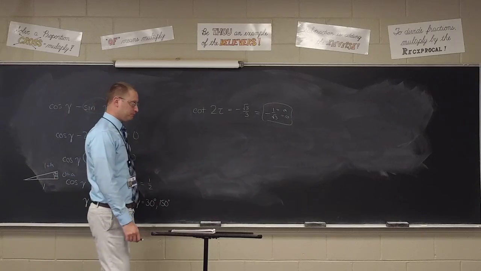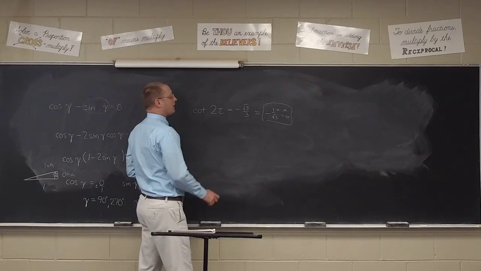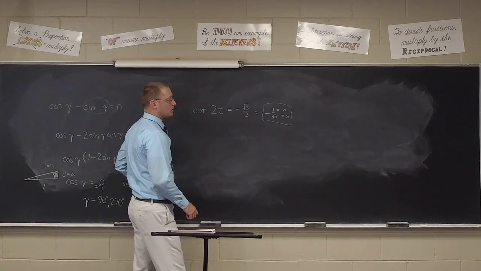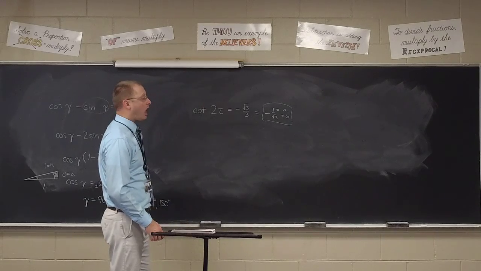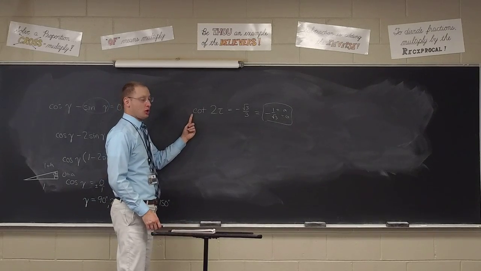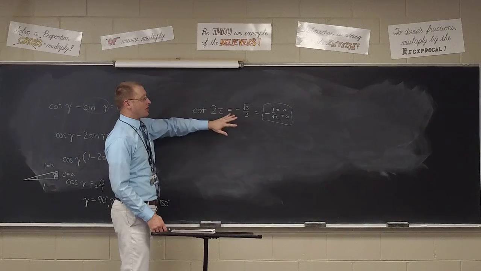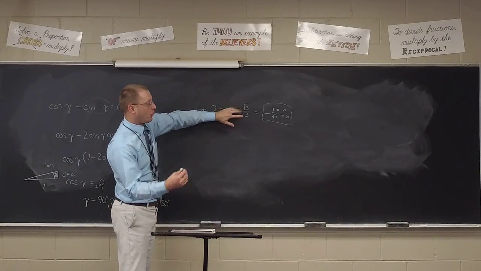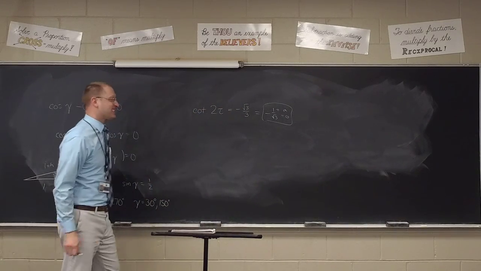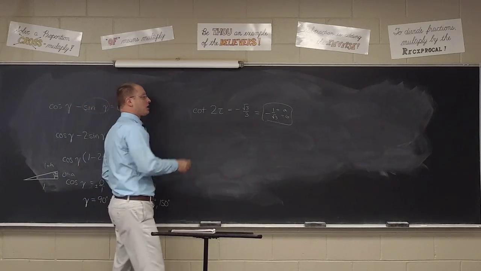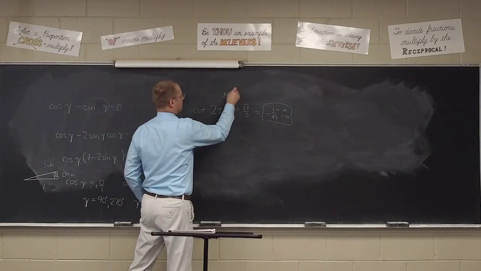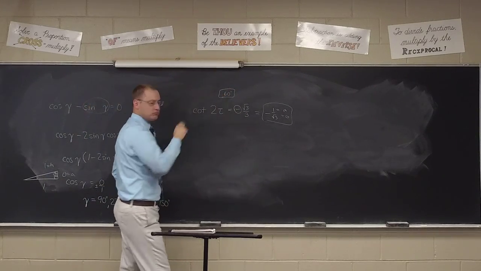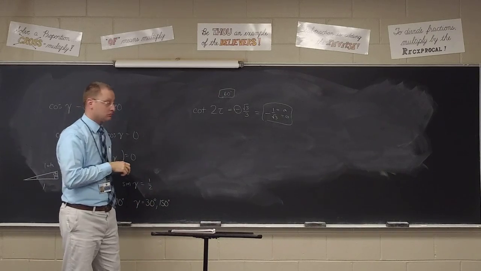60 degrees. Well, because I typed it in my calculator as negative square root of 3 over 3 and took the arc tangent. But we need our cotangent. So what you would have had to do is type it in the calculator, take the reciprocal, then take the arc tangent. That's why you got the 30. So you should have had 60 for the reference angle. And it's negative though, so quadrants 2 and 4.